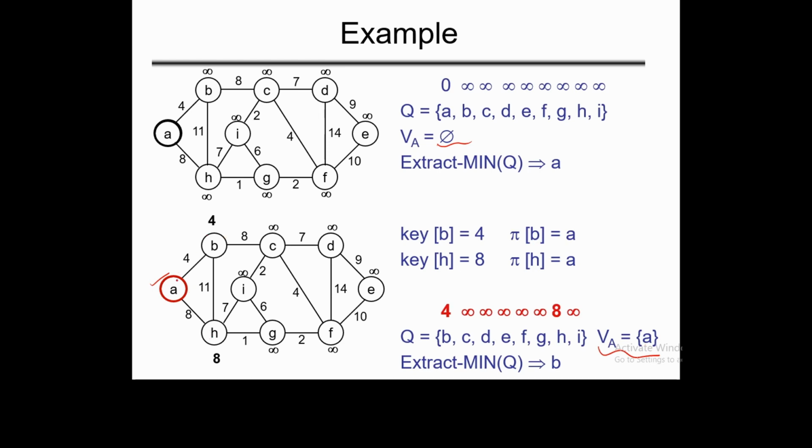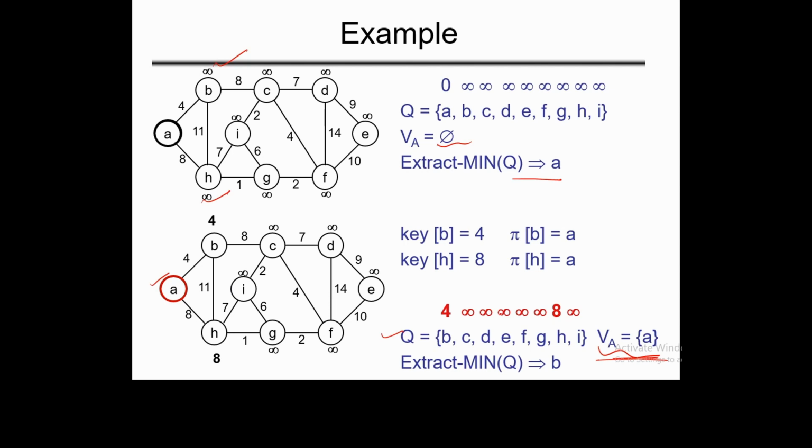So initially A is selected, extracted from the queue, and it is added into the vertex set, so its neighbor nodes' keys and parent values will be modified. So the neighbor nodes are B and H. Okay. So parent of B becomes A and parent of H becomes A. Similarly their key values will be 4 and 8. Their previous key values were infinity. Now this is the situation here.